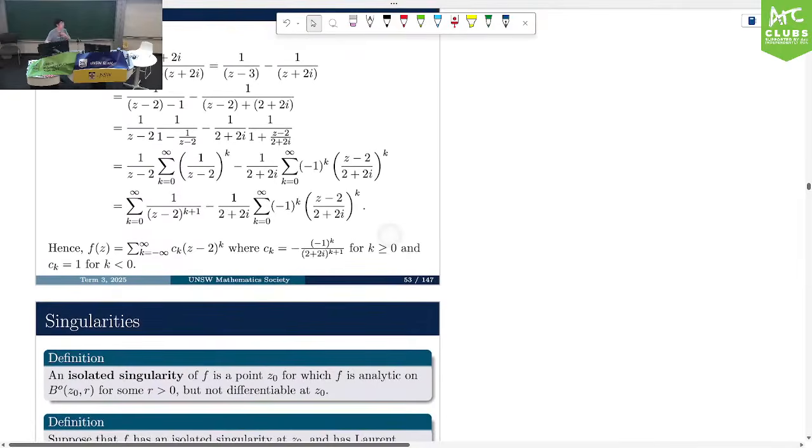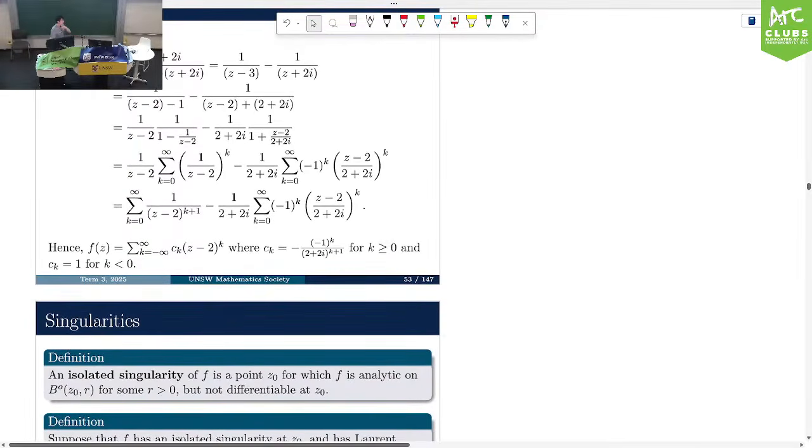So I'll pass it to Tom, who will do singularities and the residue theorem.